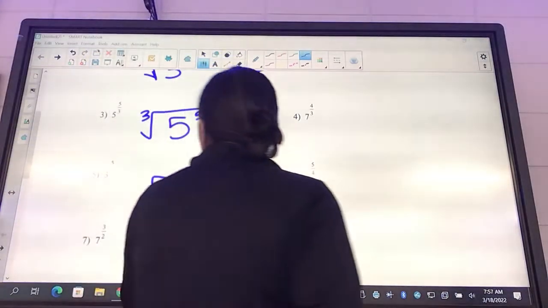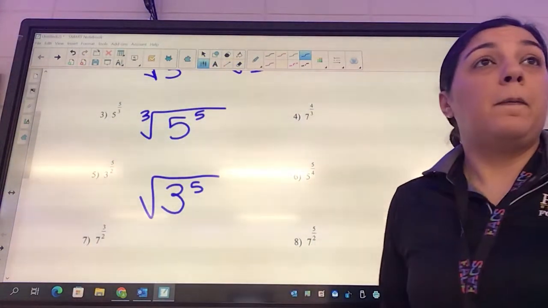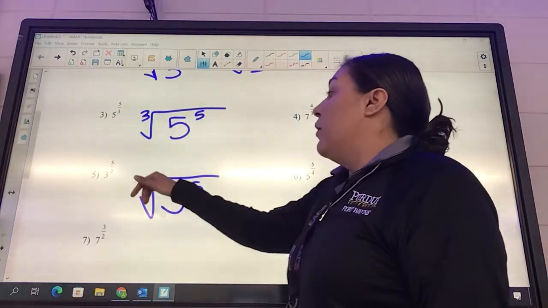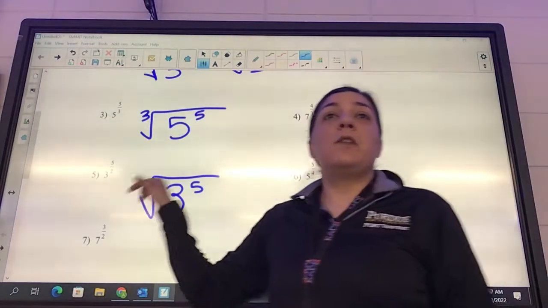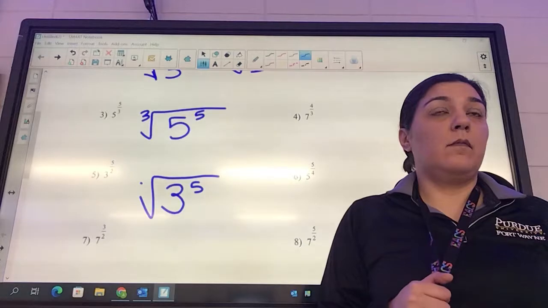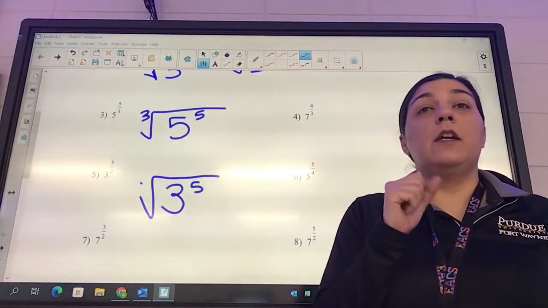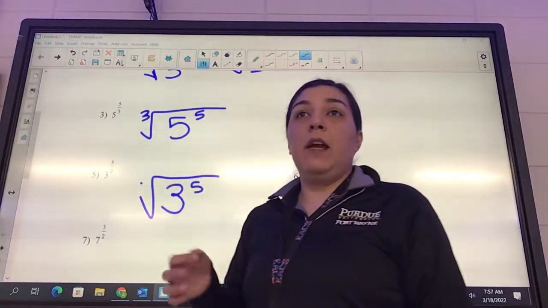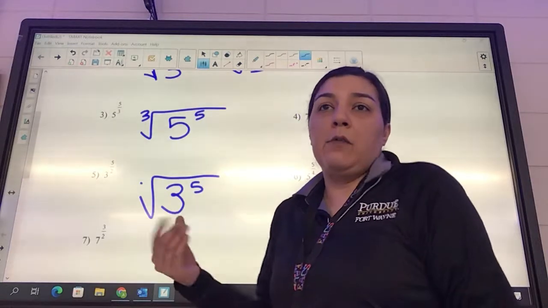Okay, the 5 goes inside. Where's the 2 go? The outside. Now, if there's no number here, what is assumed that it is? A 2. Okay, so you can write the 2, but you don't have to. Until you get comfortable with it, I would definitely write it.